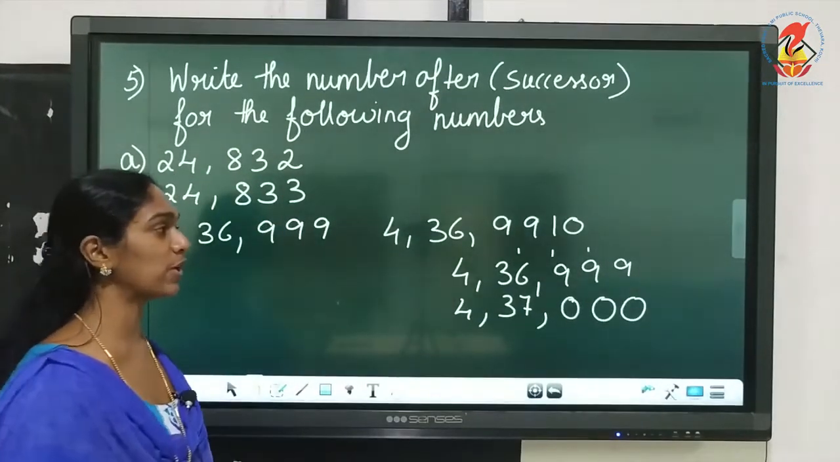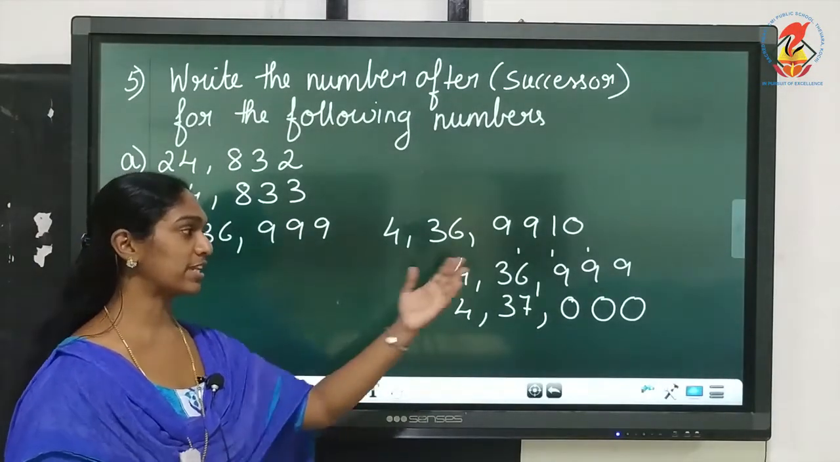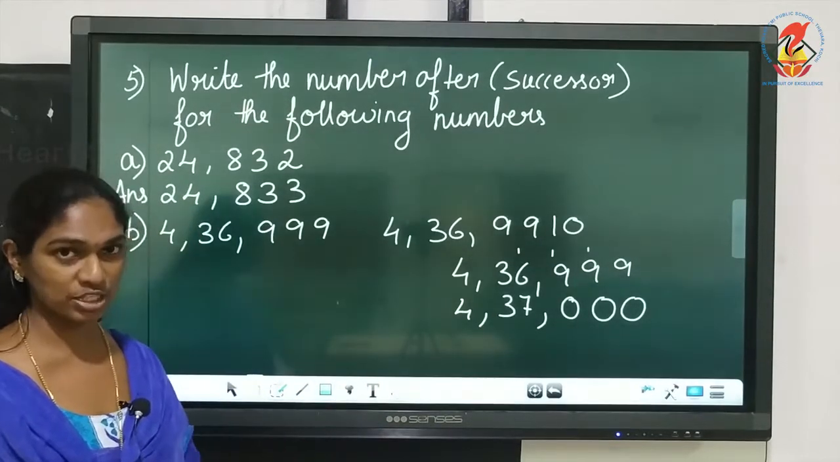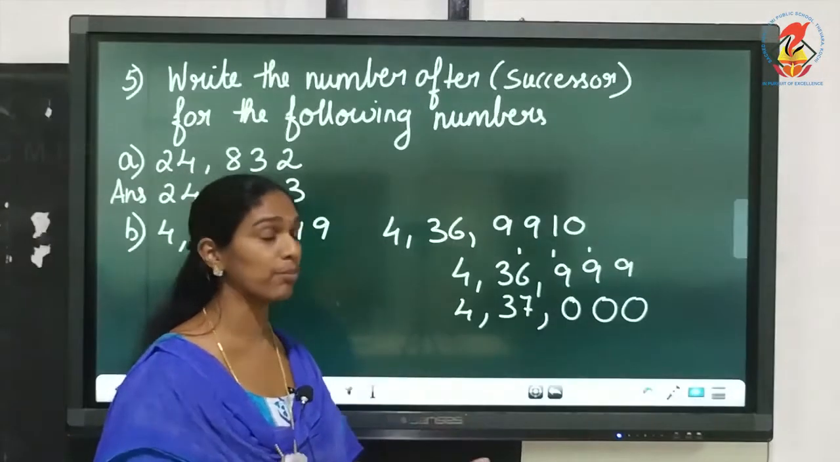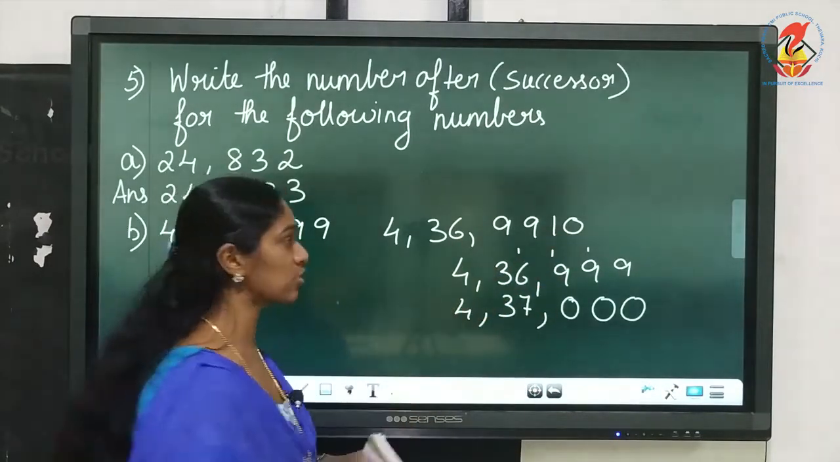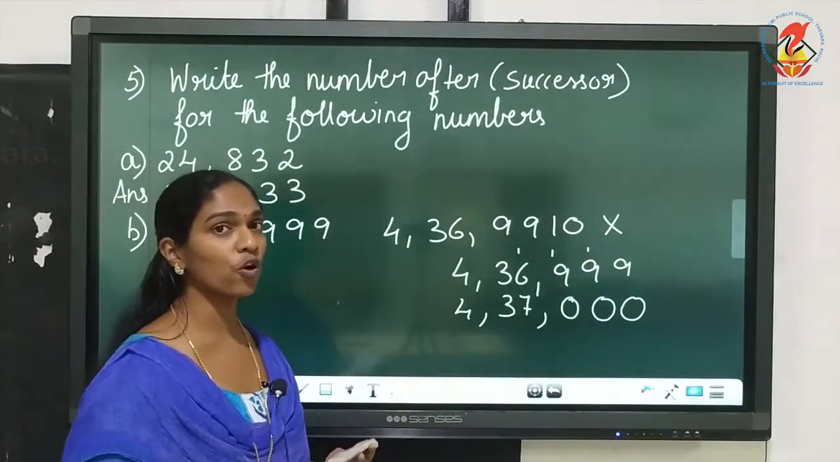So, what happens when you have the last digit as 9? You will be getting 0, because when you add 1, you are finding the successor. You need the next digit, next number. The next number is 10, which is not possible. You cannot write it like this. This is totally wrong. In the ones period, you cannot have 4 digits.